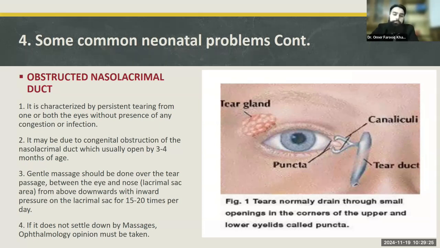As babies, tear production is relatively higher than in adults. So if their nasolacrimal duct is blocked, then their eyes keep secreting tears all the time. You have to do gentle massages of the nasolacrimal duct, and in more than 80%, or even 90%, of cases, it resolves on its own within 3 to 4 months of age with these massages. And if it does not resolve, then you need an ophthalmology consult. You need to consult the eye specialist.